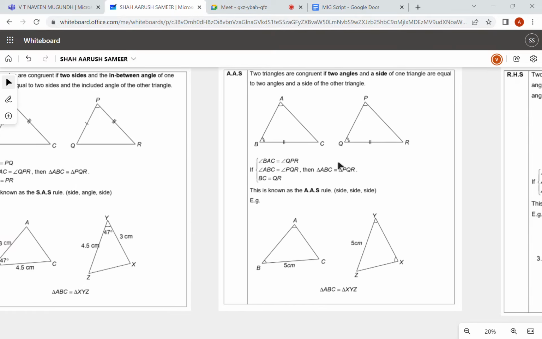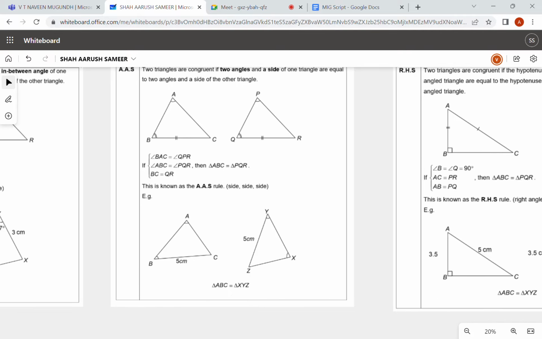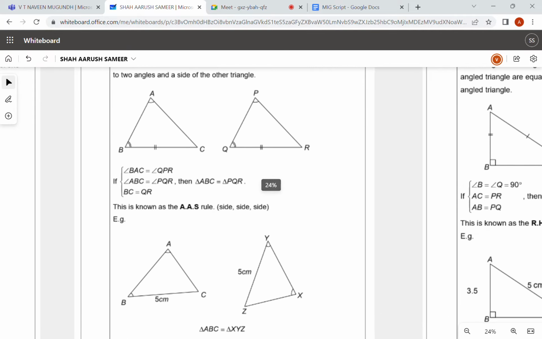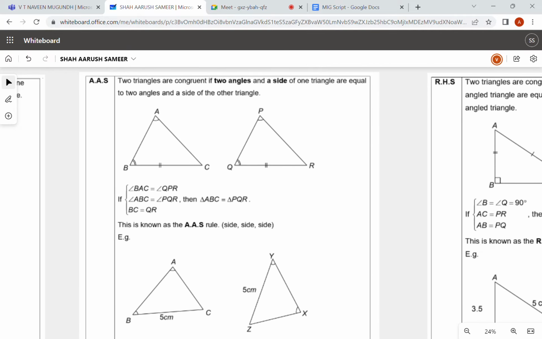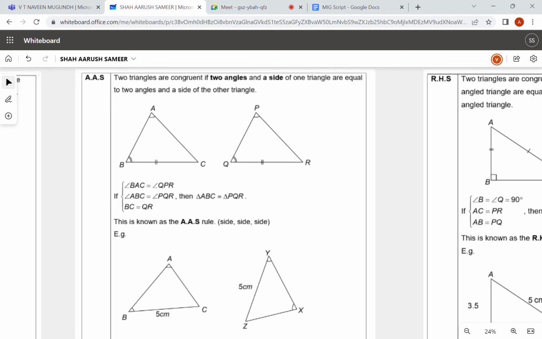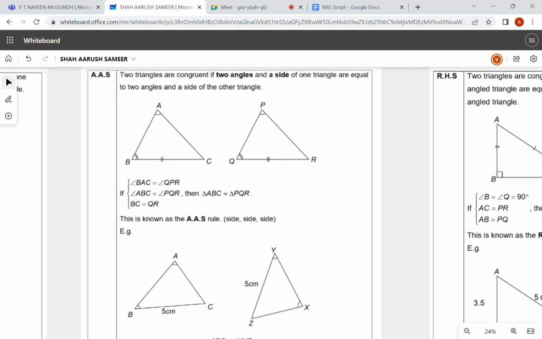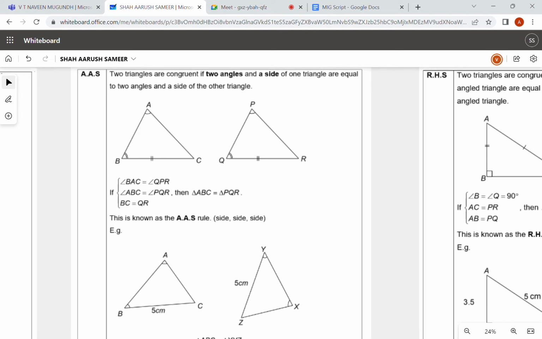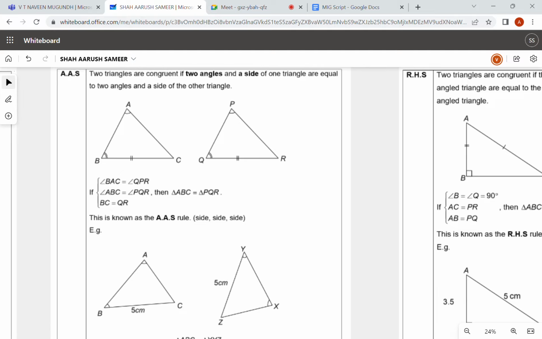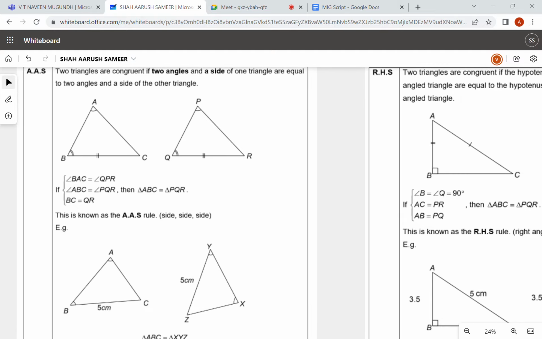Hi, so I'll be covering the remaining two congruency tests. Firstly, we have AAS, the angle-angle-side property. Two triangles are congruent if two angles and a side of one triangle are equal to two angles and a side of another triangle. So you see the diagram there. Triangle ABC is congruent to triangle PQR because angle A is equal to angle P, angle B is equal to angle Q, and side BC is equal to side QR. So there's an example given below.